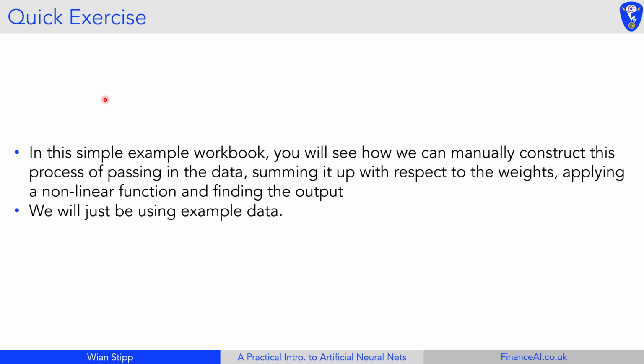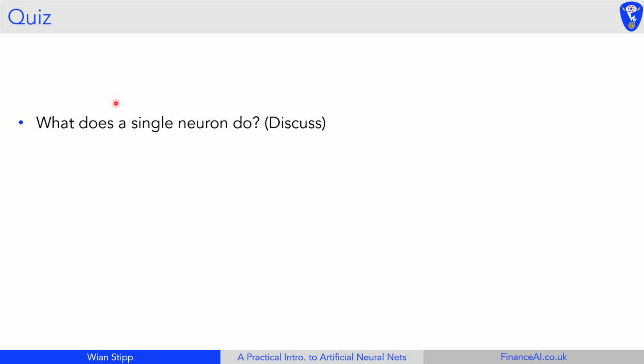Okay, so you're going to do a quick exercise to see how we can manually construct this process of passing in the data, summing it up, and then applying a nonlinear activation function. We're just going to be using random data for this. Okay, so before moving on, please try to complete this quiz. What does a single neuron do? So please pause the video and have a think.